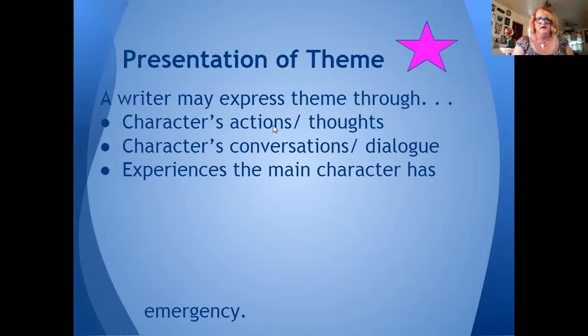Okay. Presentation of theme. So the writer can express the theme through the characters, through the setting, through dialogue, through the things that are happening. It's not always going to be exactly "the theme of the story is." It's just, you have to kind of think about what the theme is, you know?